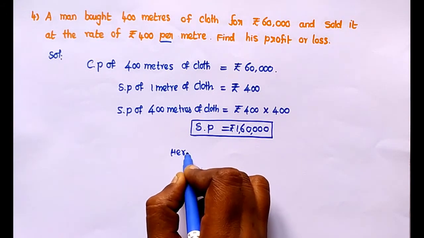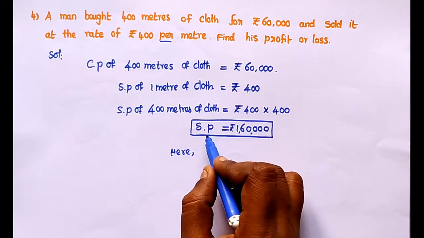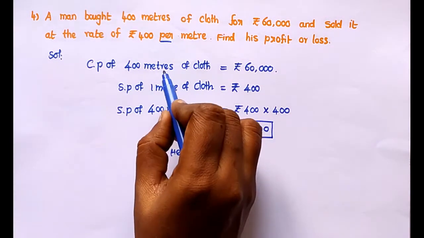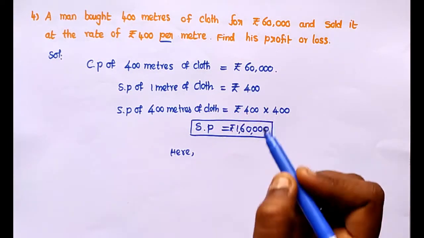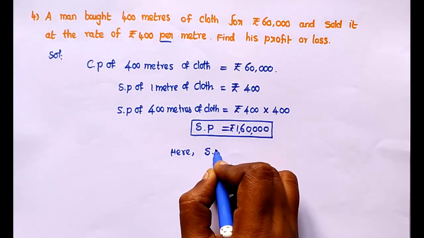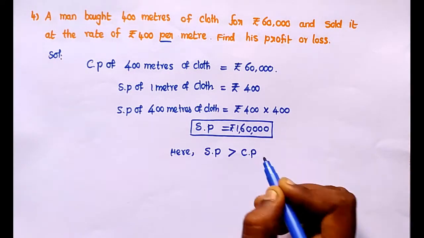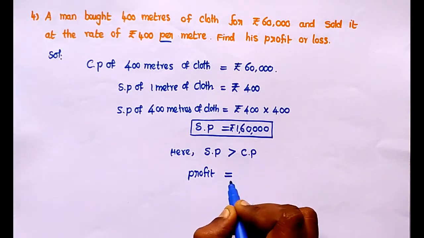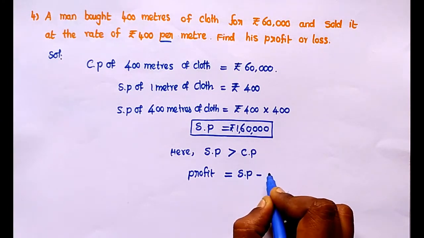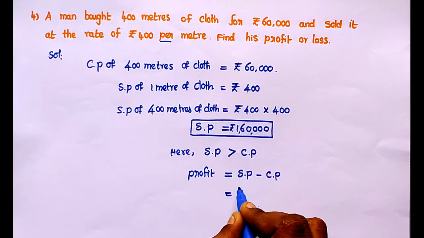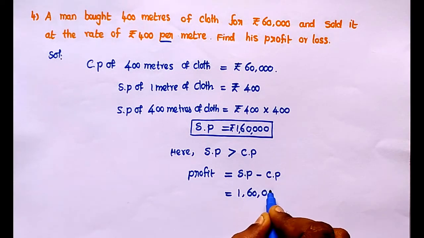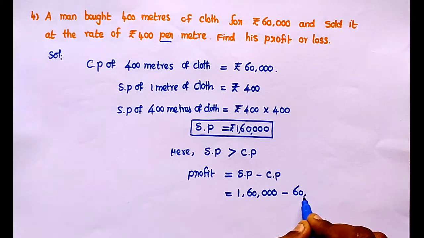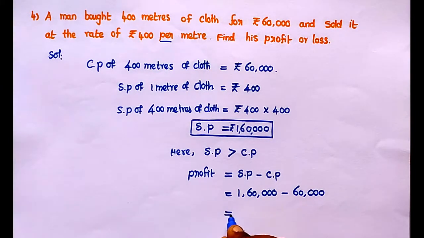Now compare the selling price and cost price. Listen, selling price is 1,60,000. Cost price is only 60,000. So the selling price is greater than the cost price. That is profit. How much profit means? Selling price minus cost price. Selling price is 1,60,000 minus 60,000. So 1 lakh is the profit.